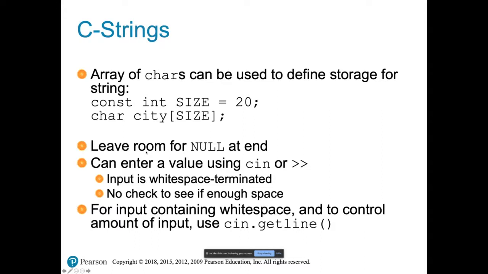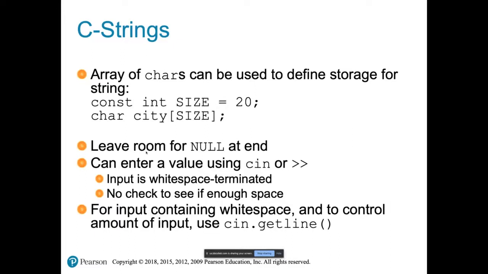Leave room for the null at the end. Remember when we talked about strings and so forth, it never included the null terminating bit. So we always would have to consider the max characters we could read in. With a character buffer of 20 right here, we could only read in 19 characters because the 20th character had to be the null terminating bit. We can enter a value using the cin or the indirection operator.